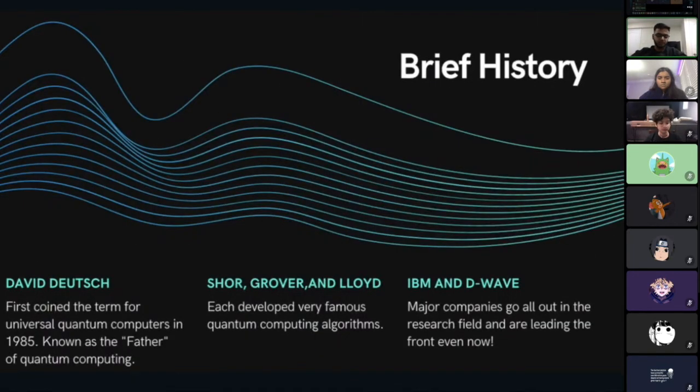So just quickly, to give a brief history, it started off in the 1980s when Richard Feynman, a scientist who was a big researcher in quantum mechanics, said that if we could make computers built off of quantum physics as opposed to just regular physics, then we can achieve anything. Then David Deutsch, who is known as the father of quantum computing, in 1985 coined the term universal quantum computers, and he started doing research in that.